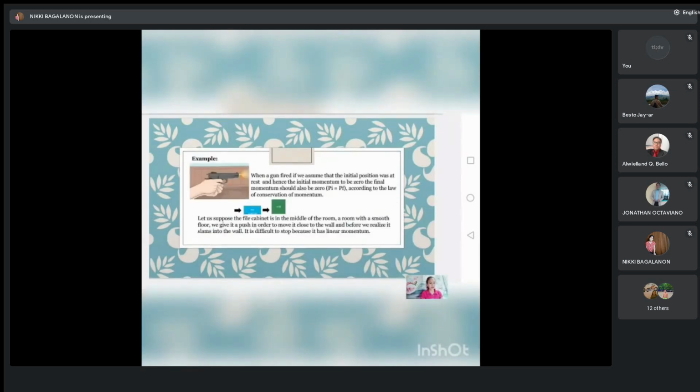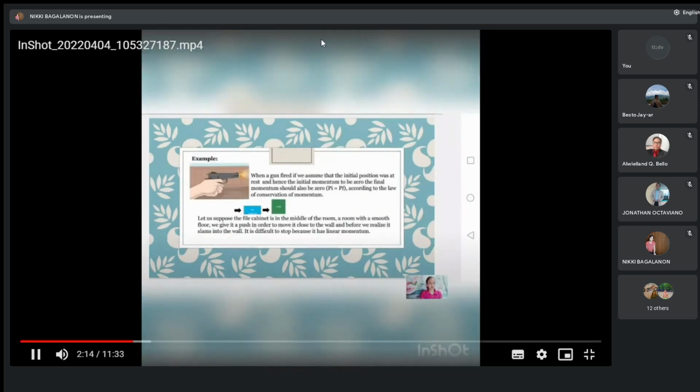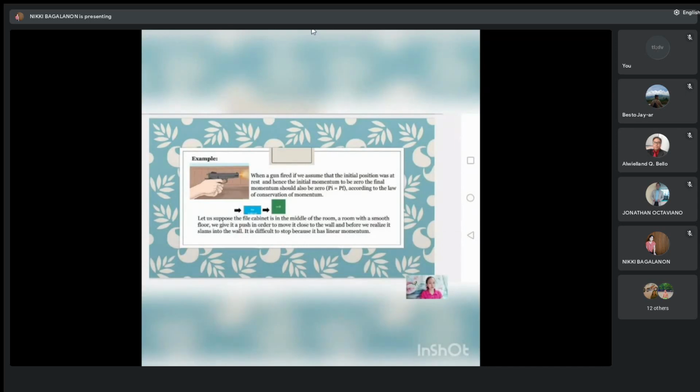When a gun is fired, if we assume that the initial position was at rest and hence the initial momentum to be zero, the final momentum should also be zero, according to the law of conservation of momentum. Second, let us suppose the file cabinet is in the middle of a room with a smooth floor. We give it a push to move it close to the wall, and before we realize it, it slams into the wall. It is difficult to stop because it has linear momentum.